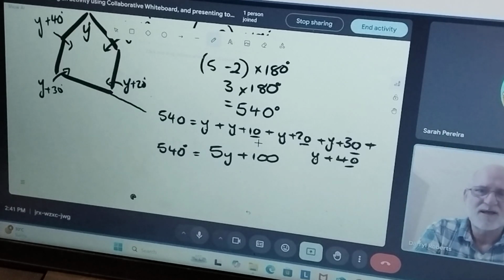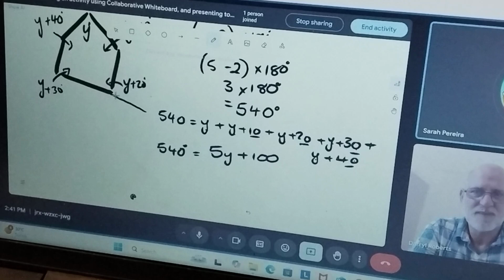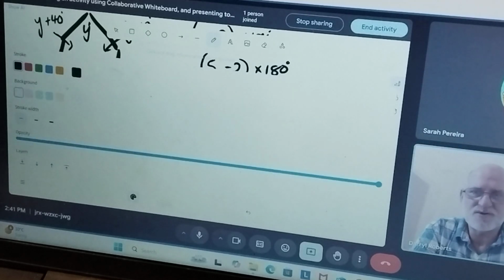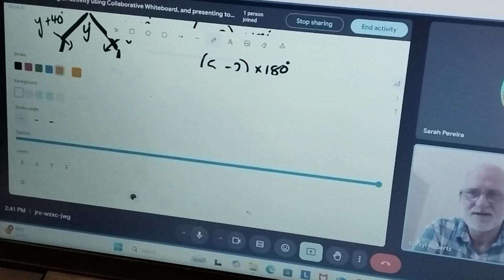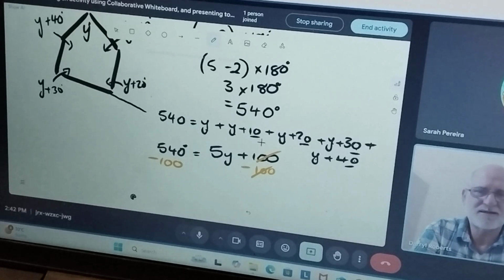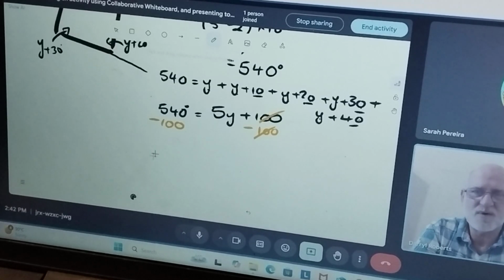Then I want the y by itself. So what am I going to do? I'm going to subtract 100 from this side, but whatever I do on one side, I have to do on the other side. So I subtract 100 from both sides, and I get 440. I'm just going to put the 5y on the other side, it looks neater. 5y equals 440 degrees.